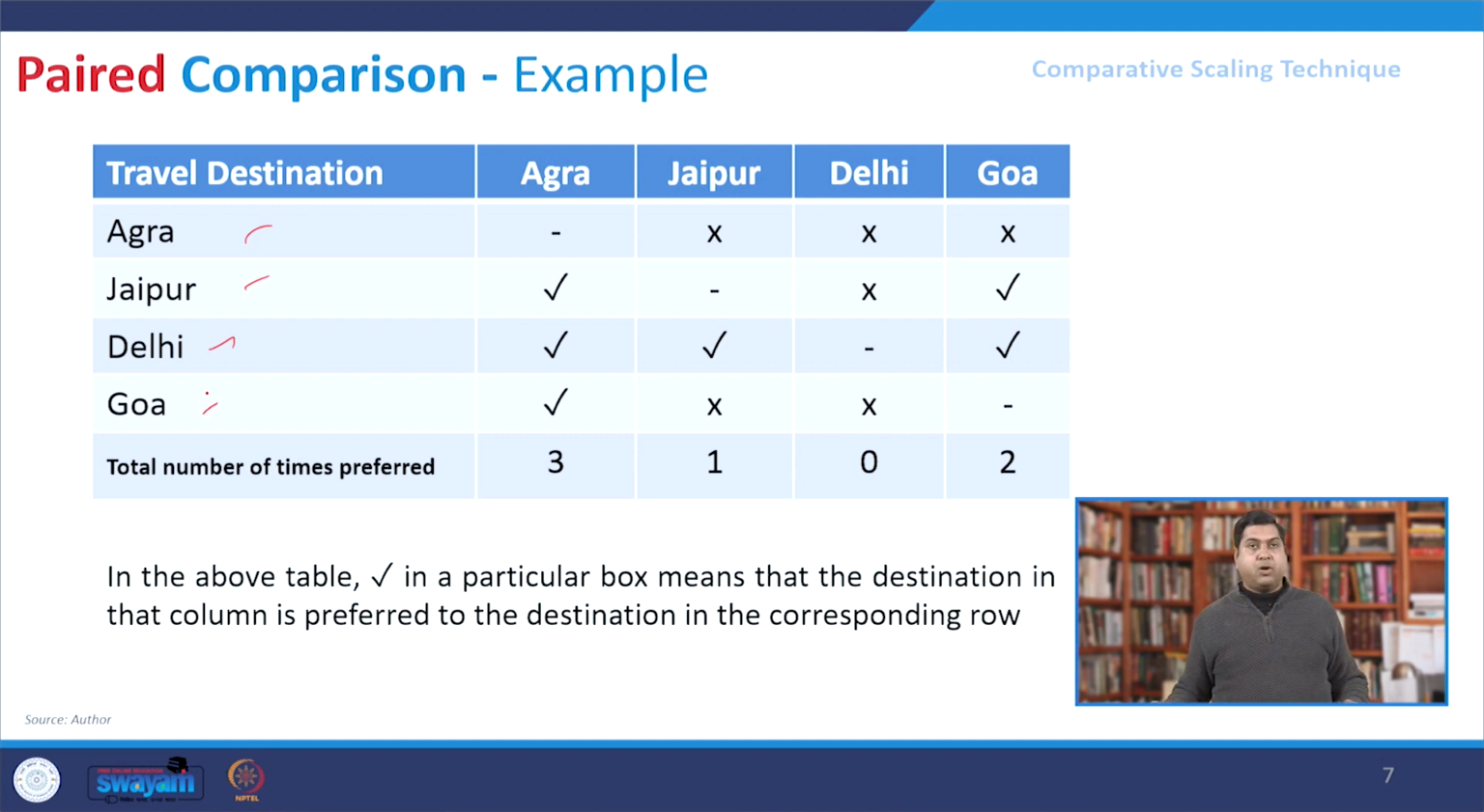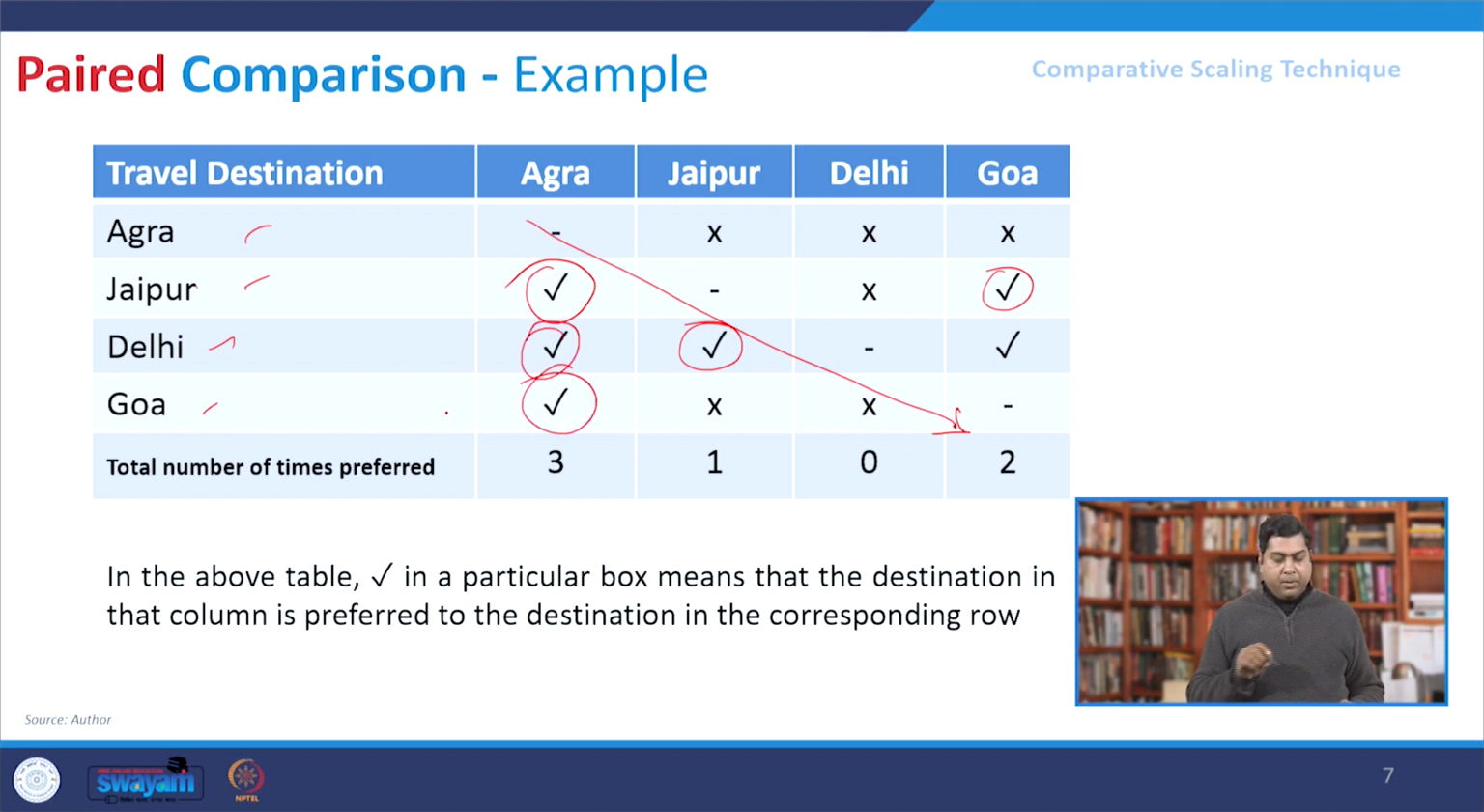Now, this is a comparison matrix. When you compare Agra and Agra, diagonally there is no preference or value. But suppose you want to compare Jaipur and Agra, so Agra is preferred. If you complete this entire matrix, in all cases when you compare Agra with Jaipur, Delhi and Goa, Agra is preferred. But when you compare Jaipur and Delhi, Jaipur is preferred, and Goa is preferred when you compare with Jaipur and Delhi.